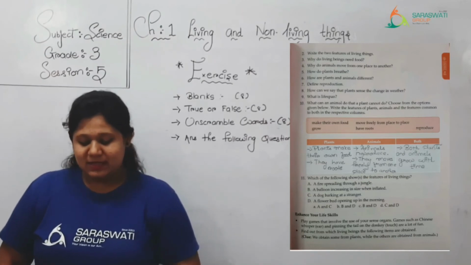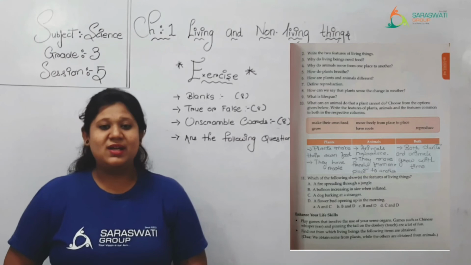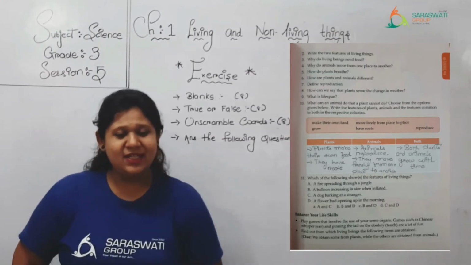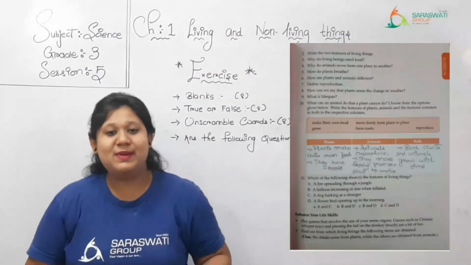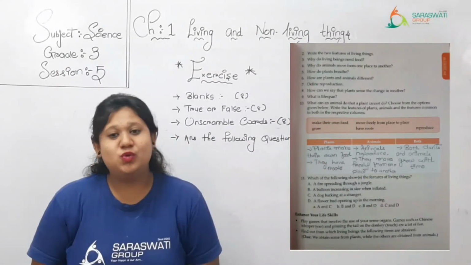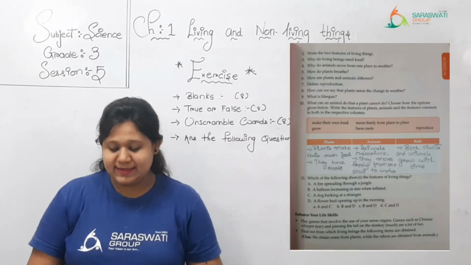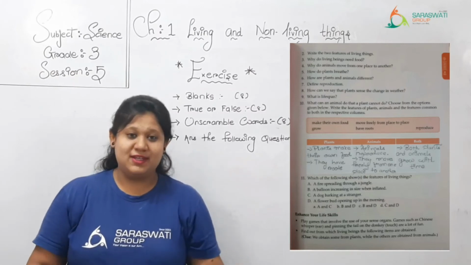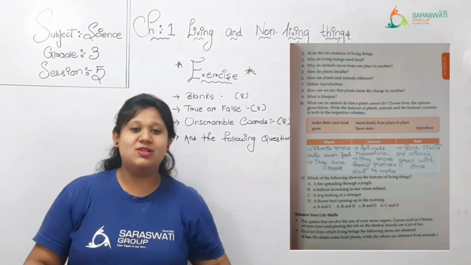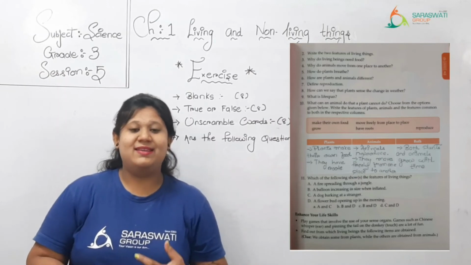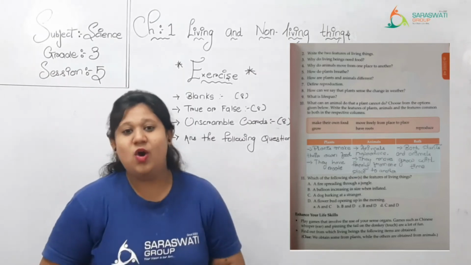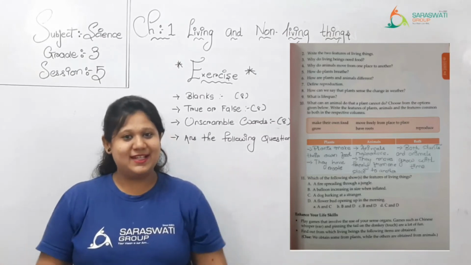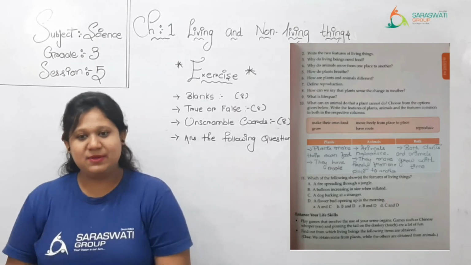Why do animals move from one place to another? Do you have any idea? Animals move from one place to another in search of food, water and shelter. As we living beings need food, water, shelter, animals also need all these things, right? So they are roaming here and there for these things. Clear?